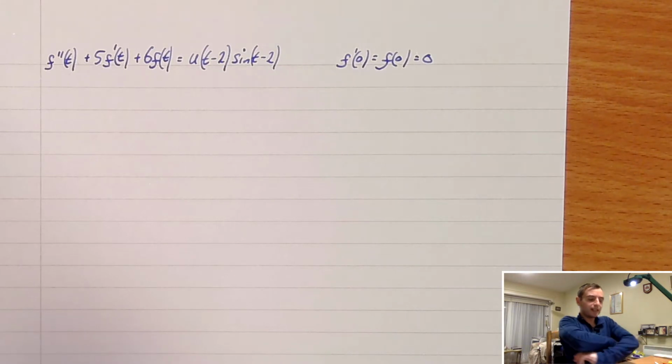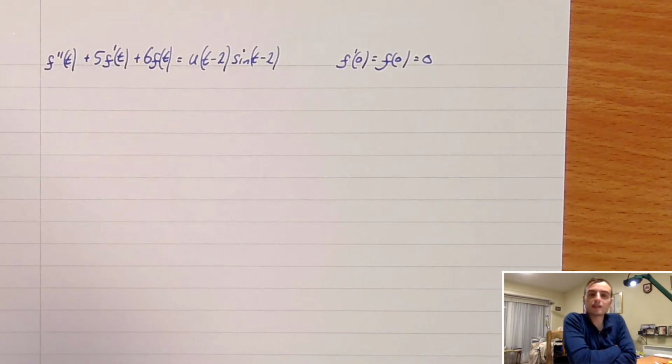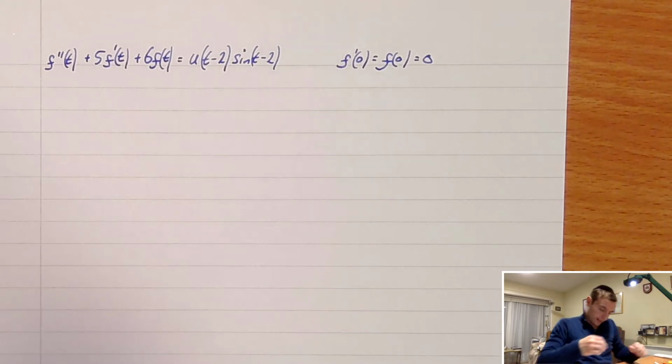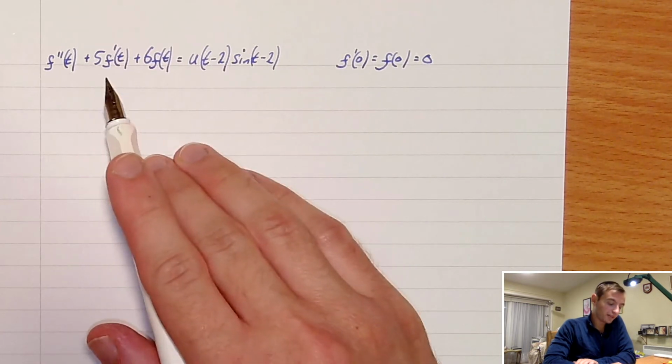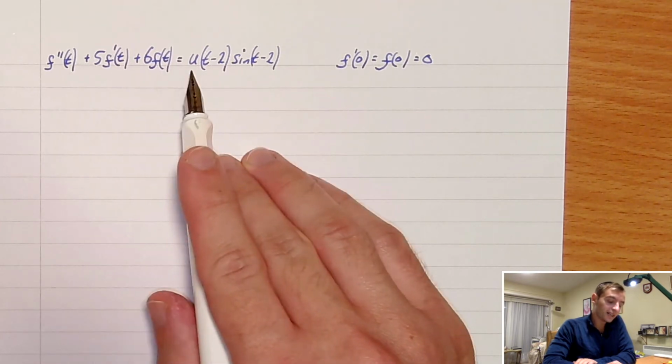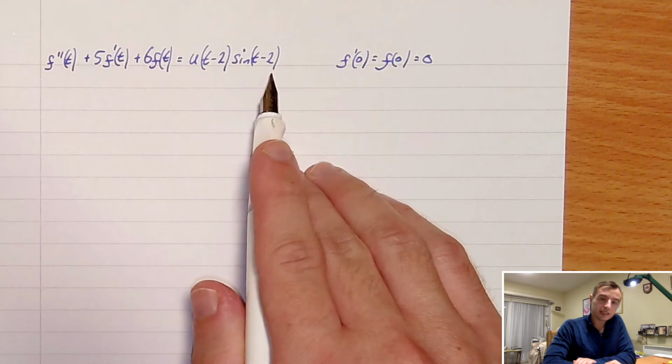And we're also told in the question that the initial conditions are such that the function is 0 when t equals 0, and the first derivative is also 0 when t equals 0. So let's dive in and have a look. So we've got the equation here as f double prime t plus 5f prime t plus 6f of t equals u(t minus 2) sine(t minus 2).